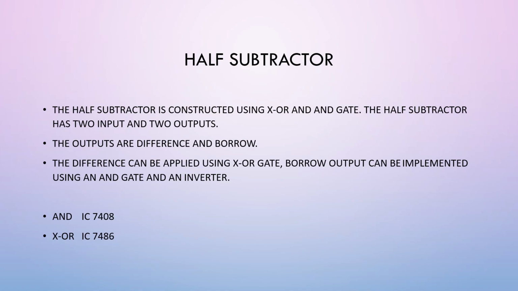Half subtractor. The half subtractor is constructed using XOR and AND gates. It has 2 inputs and 2 outputs. The outputs are difference and borrow. The difference can be implemented using an XOR gate. The borrow output can be implemented using an AND gate and an inverter. AND IC number 7408, XOR IC number 7486.